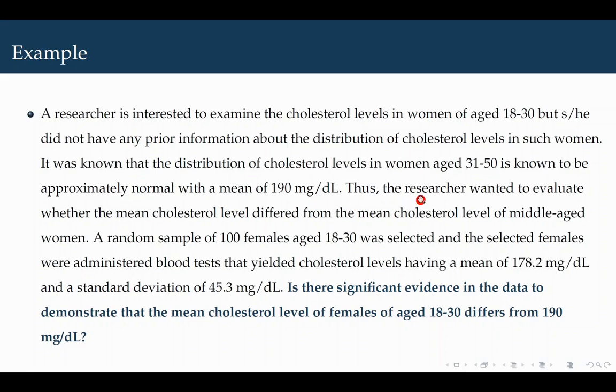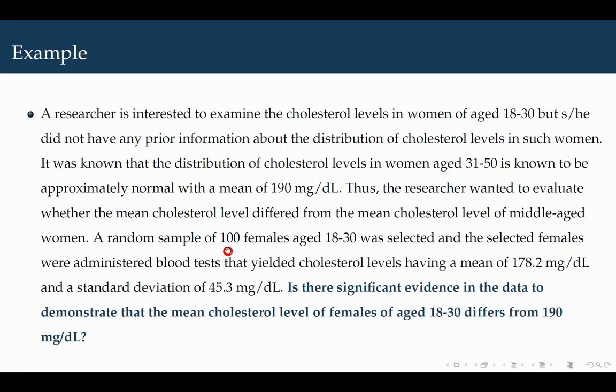Then the researcher wanted to evaluate whether the mean cholesterol level differed from the mean cholesterol level of middle-aged women. So the interest is whether the mean cholesterol level of women aged 18 up to 30 is different from that of women aged 31 up to 50. That means we are interested in testing whether the mean cholesterol level of women aged 18 up to 30 is significantly different from 190.